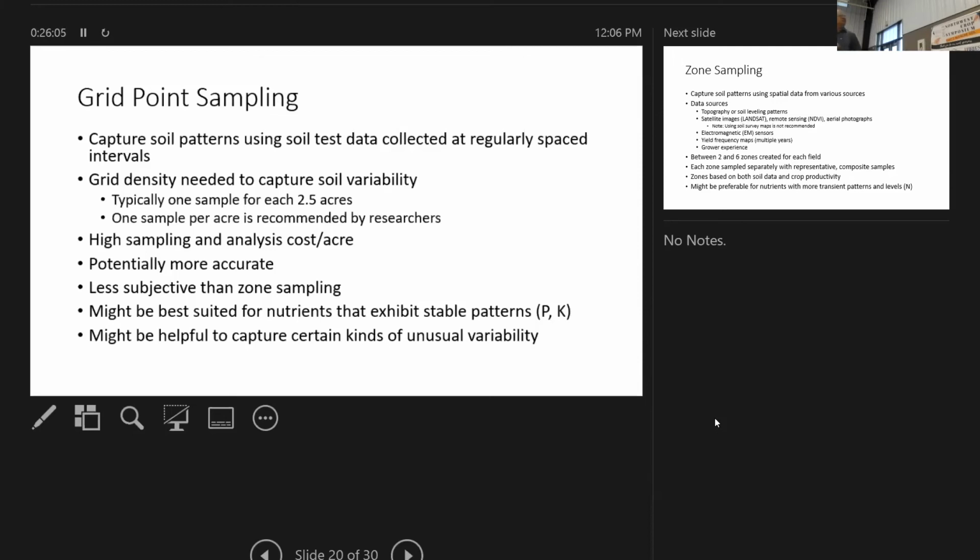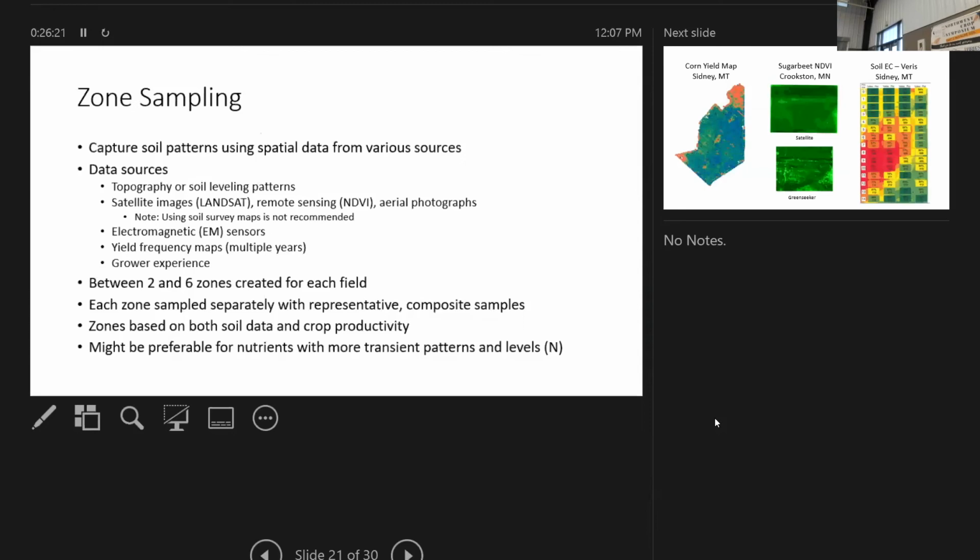The grid density question is certainly an issue to grapple with. The economics concerned with that. That's a disadvantage: high sampling and analysis costs. So pluses and minuses. That cost is a pretty big minus.